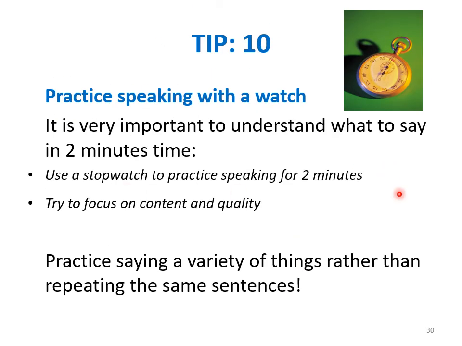Number 10, practice speaking with a watch. It is very important to understand what to say in 2 minutes. So use a stopwatch to practice speaking for 2 minutes and try to focus on content and quality. What you can do is make a plan. For example, you can write down bullet points and stuff like that, and try to cover them in 2 minutes and see whether you can. If all of them are good, try to squeeze them somehow into 2 minutes, and this will help you to fit good material into 2 minutes, and you can get control of things then. All right, so practice saying a variety of things instead of repeating the same sentences.